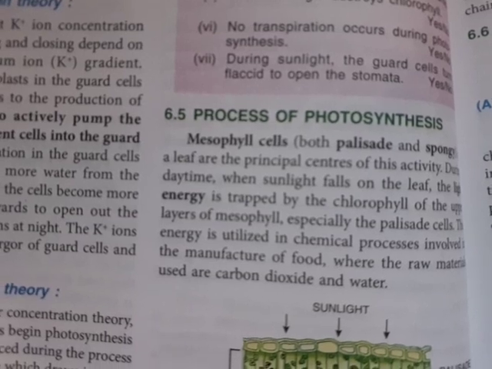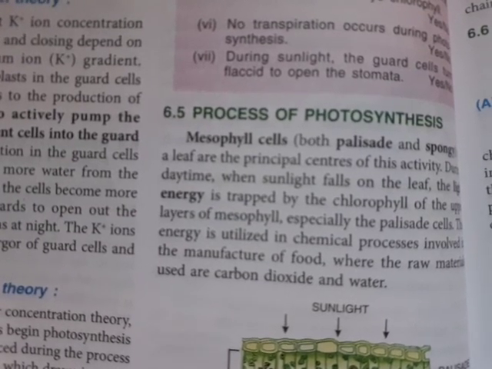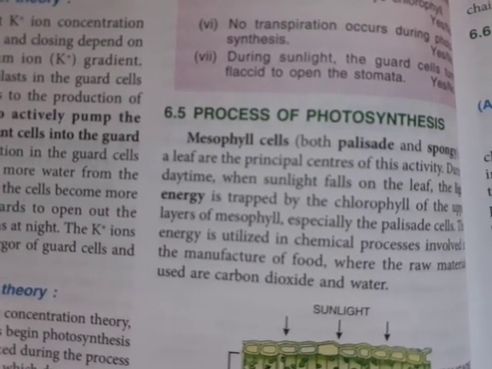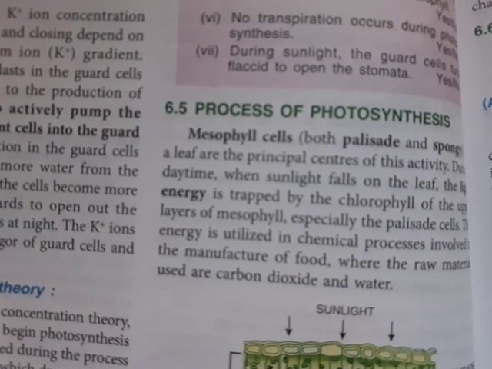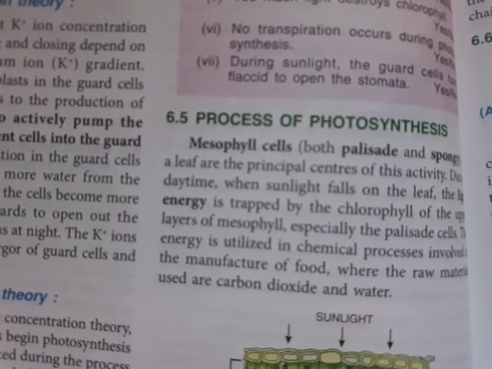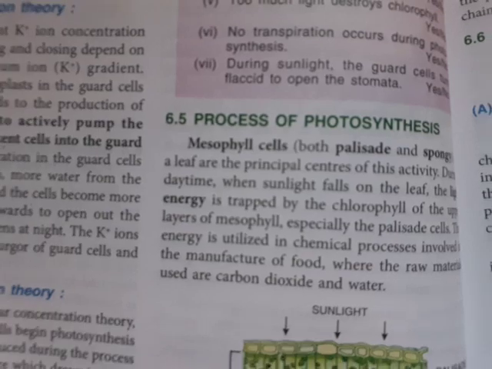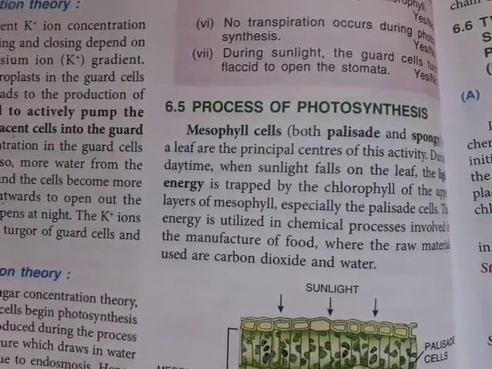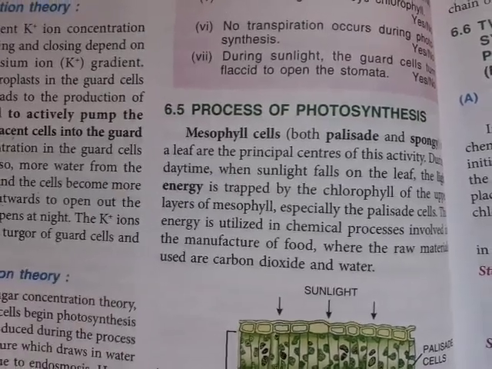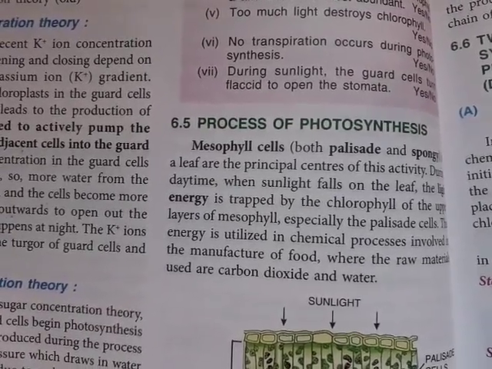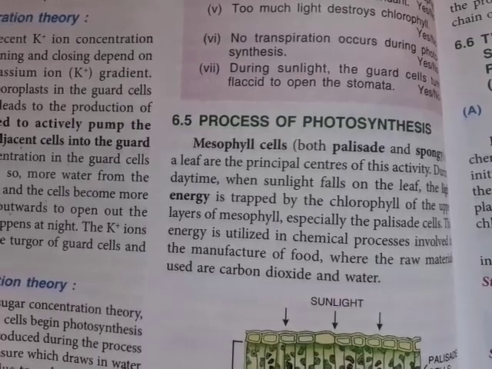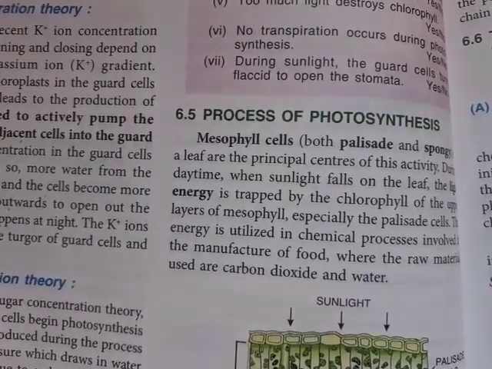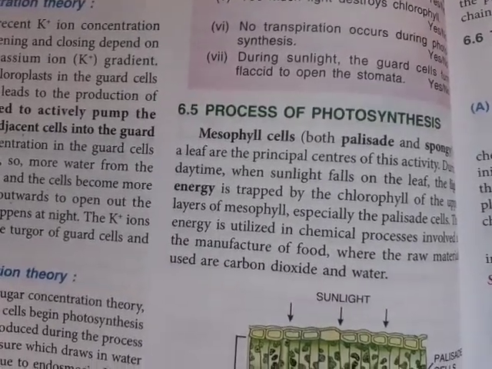And what are they doing? They are absorbing, or trapping, the light energy. And how are they trapping this light energy? They trap it by the palisade mesophyll cells, and it is trapped by the chlorophyll which is present on the upper layer. So mesophyll cells and the chlorophyll on its upper layer are trapping this particular sunlight, and then the chemical processes take place.